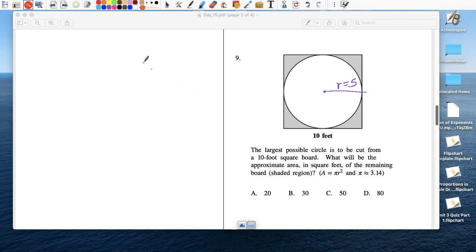So imagine, the area of the square minus the area of the circle. That's what we're doing. Imagine you had the square, you punch a hole through it, which is the circle, and what you're left over is that shaded part.